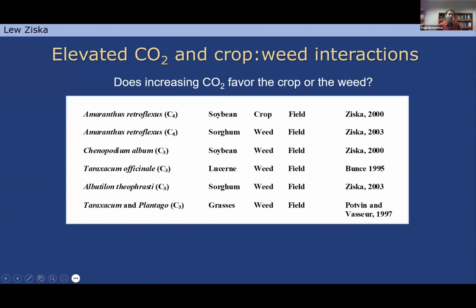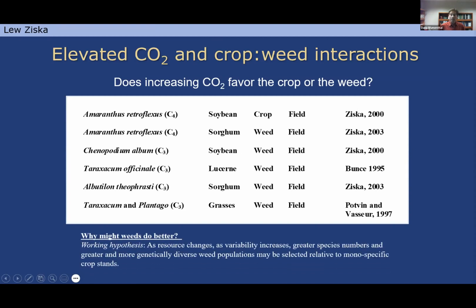This is a result that Lou has seen a number of times in this sort of work. He pulled together a few of these different studies with different weeds, different crops, showing their photosynthetic pathways to make the point that in general, across many of these sorts of studies, and I think even this slide is a bit dated, the result that he found most commonly was that the weeds tend to do pretty well. And his explanation for this, what he chalked this up to, was diversity. Greater species numbers and more genetically diverse weed populations were able to succeed when faced with this new environment with elevated CO2. So those are a few of many examples of elevated CO2 and crop work.